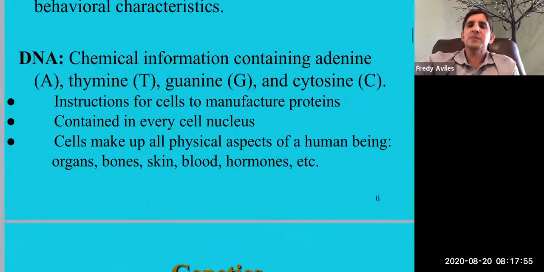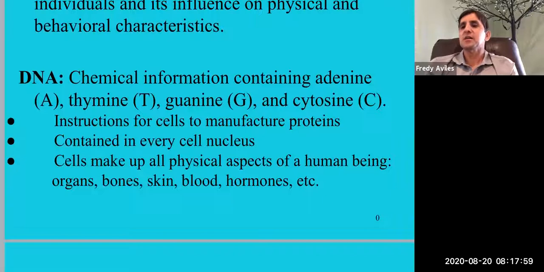All of you have probably heard about DNA before. DNA is just chemical information containing four chemicals: adenine, thymine, guanine, and cytosine. You don't have to know a whole bunch of details about this, but those are the four bases for DNA. Some of you may have heard that DNA basically looks like a twisted ladder. The combinations of these chemicals form the steps of that ladder. So you can think of DNA as the instructions, or a blueprint, to manufacture proteins. And the proteins are the ones that create the physical structures needed for a living thing.